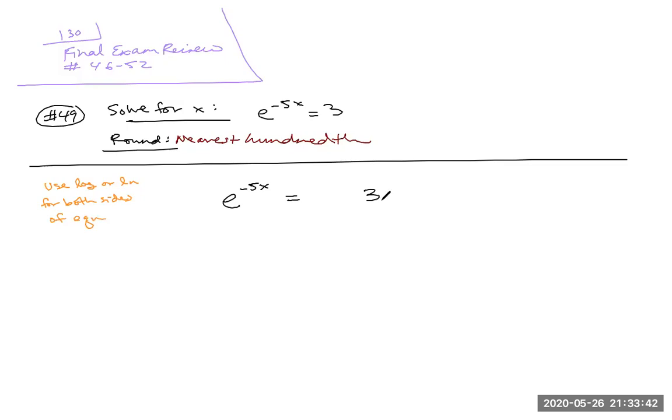Again, it works just as well with either. Typically, if you have e, you would use ln. Kind of a special note about that is that when you take ln of e, that actually equals 0. Oh, sorry, my bad. That equals 1.